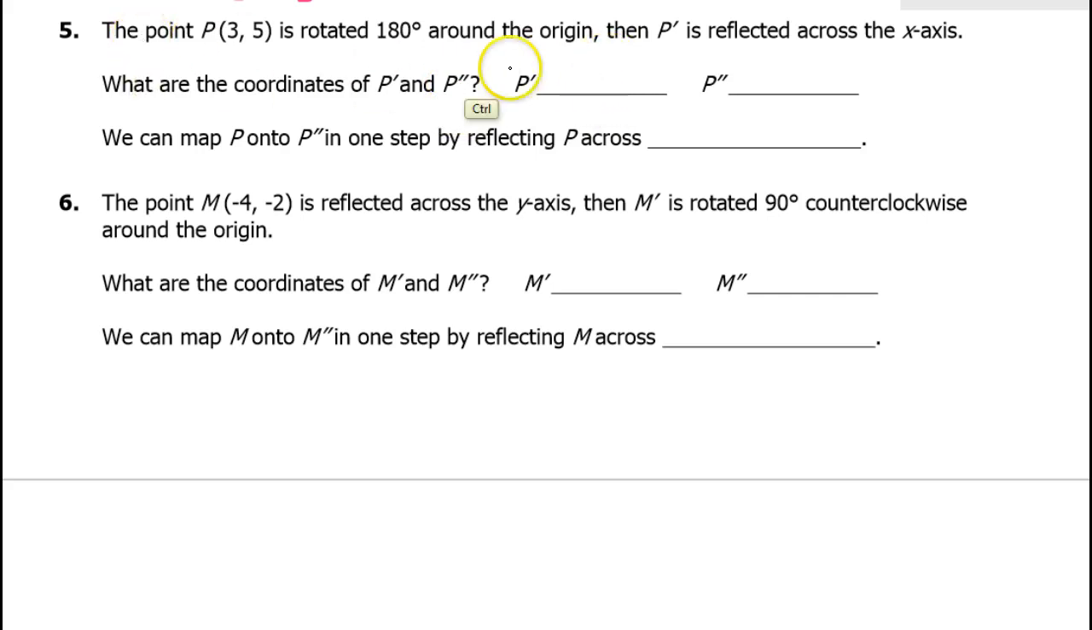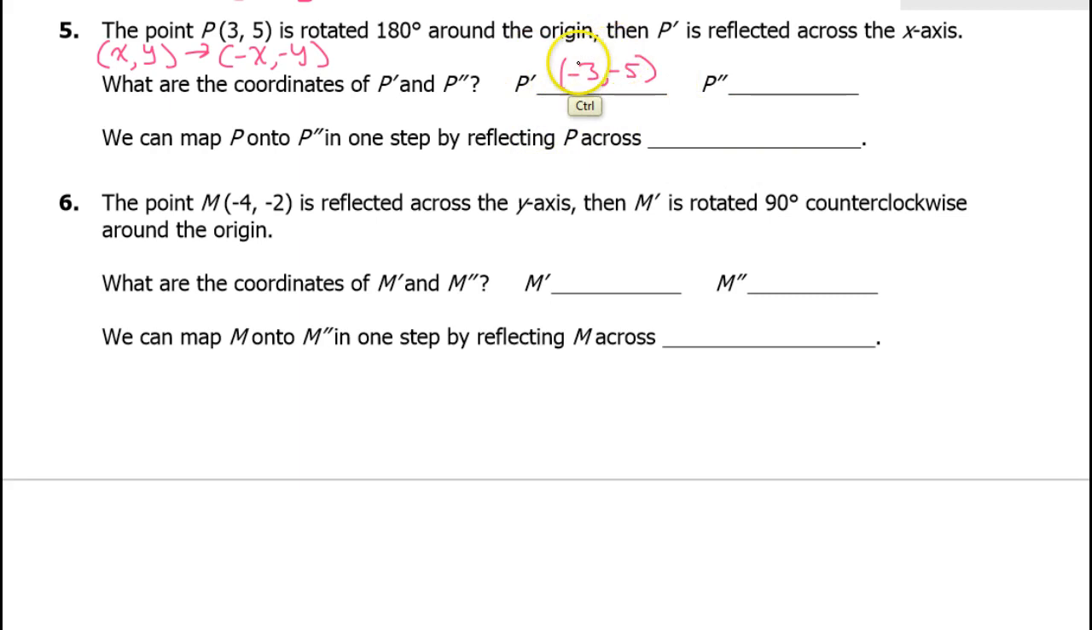So first, we're going to get P prime by rotating 180 degrees. Well, when you rotate around the origin, we have memorized a rule for that. xy becomes negative x, negative y. When you rotate around the origin, that's the one where the signs simply change. Okay, so P prime in that case should simply be negative 3, comma negative 5.